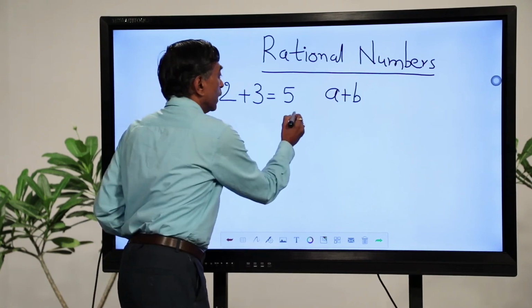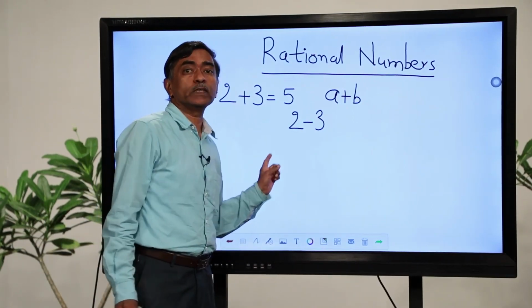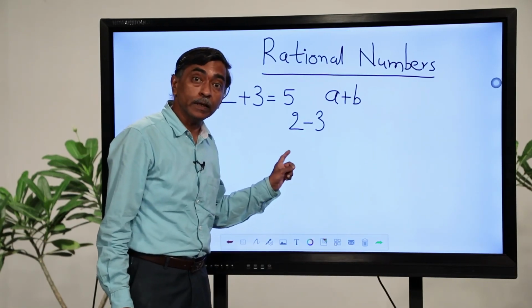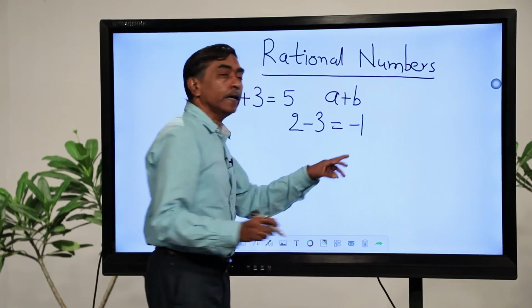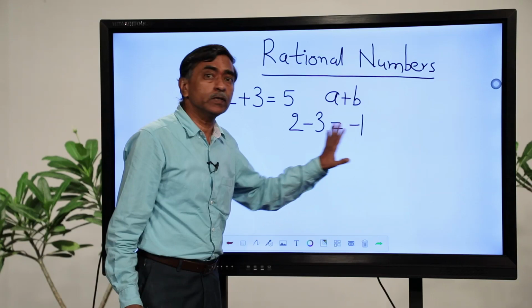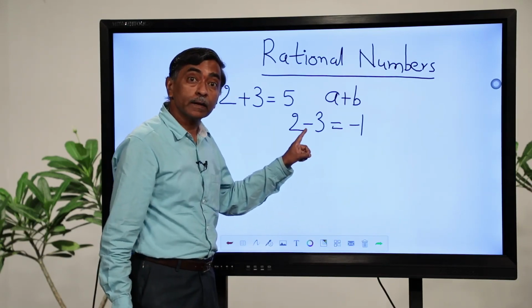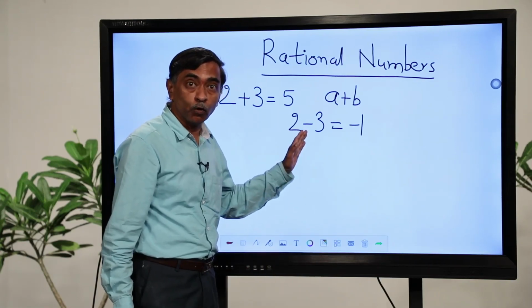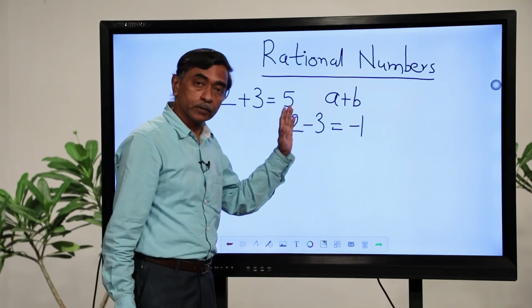For example, 3 minus 2 is equal to 1, that is a whole number. But when I take 2 minus 3, will it be a whole number? It will not be a whole number, it will be an integer, in fact a negative integer. This is not a whole number. So, it is not closed under the operation of subtraction. The collection of whole numbers is not closed under subtraction.